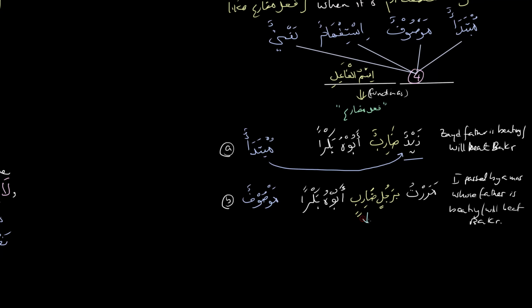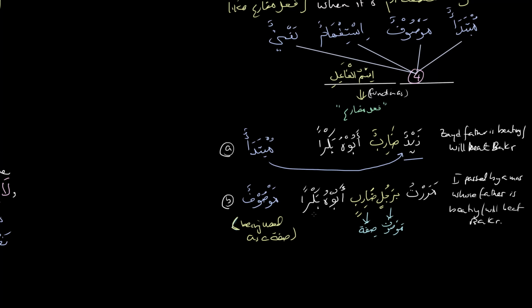So now you see, this is the sifa, and this is the mawsuf. So it's preceded by a mawsuf. That means it's being used as a sifa. Let me put it like that: being used as a sifa. So that's another use. Marartu bi rajulin daribin abuhu bakran.